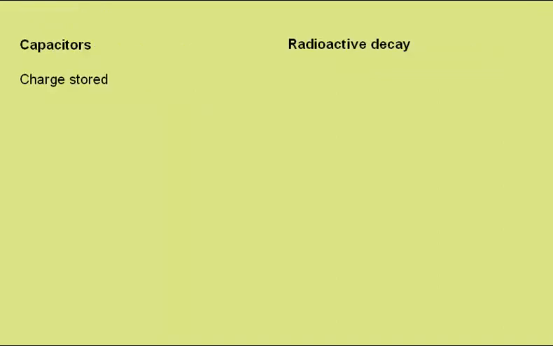Capacitors store charge, which we give the symbol Q, whereas in radioactive decay we have a number of unstable nuclei, which we give the symbol N. The activity of a radioactive sample is the number of decays per second, or the rate of change of unstable nuclei with time. This is given by minus the decay constant lambda multiplied by the number of unstable nuclei remaining.